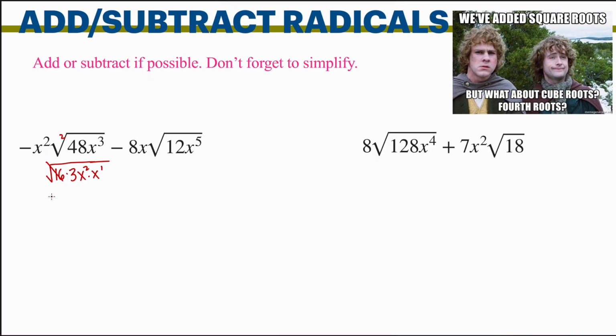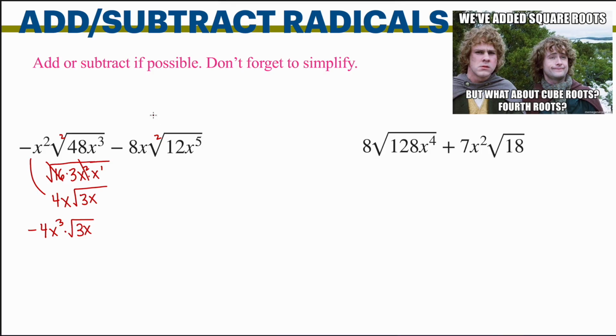So the square root of 16 is 4. I cannot take the square root of 3. And 2 goes into 2 one time. And then I can see what's left. There's a 3 left. There's an x left. And on the outside, there's a negative x squared left. So this negative x squared times this x is going to give me an x cubed. And then I'm left with a 3x.